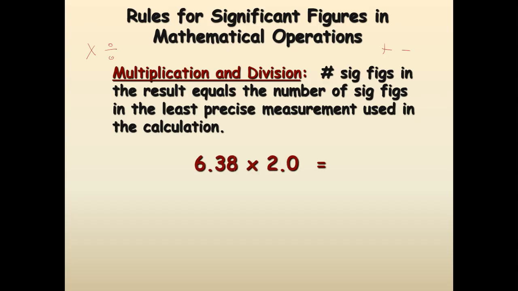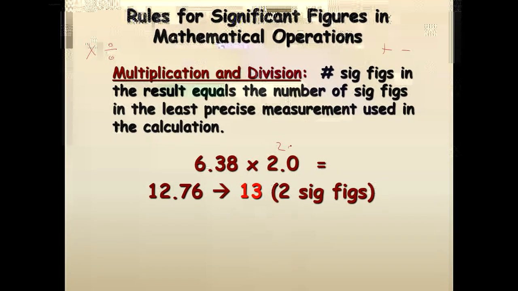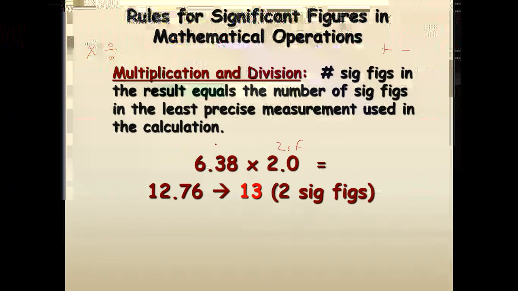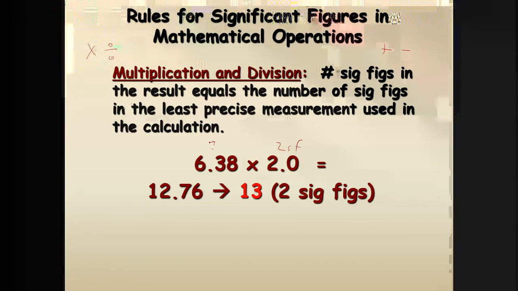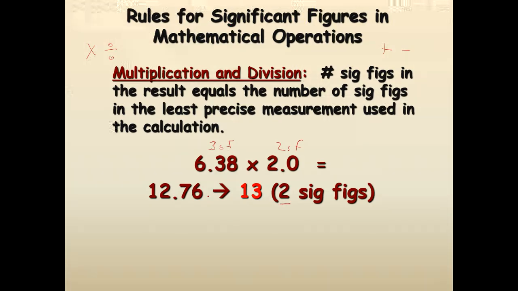6.38, then I multiply times 2.0, and my calculator gives me 12.76. But since 2.0 has 2 sig figs, and 6.38 has 3 sig figs, the lower number between 2 and 3 is 2, so I have to round to 2 sig figs, which means this number simply becomes 13. Let's practice that.